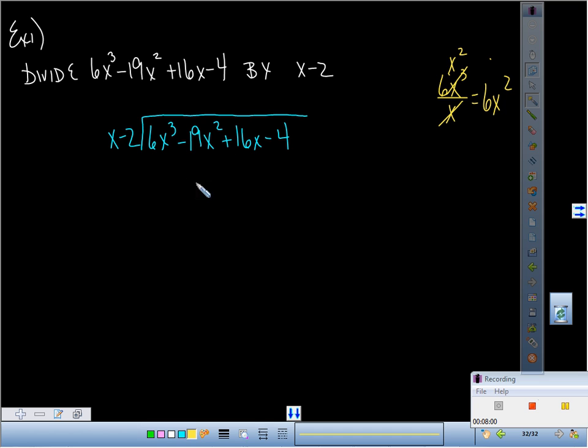Right. And we're going to keep all our stuff organized. So we're going to put all the x cubes in this column, all the x squares in this column, all the x's in this column, and the plain numbers, the constants, in the last column. So the 6x squared is going to go in the x squared column. And then we're going to multiply. And you multiply everything, guys. So we're going to multiply 6x squared by x, and what do you get? 6x cubed. And you're going to multiply 6x squared times negative 2, and what do you get?